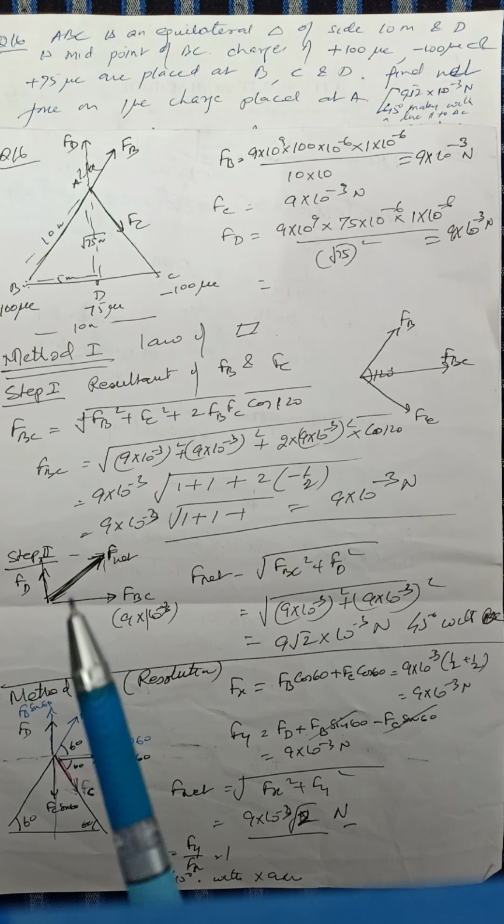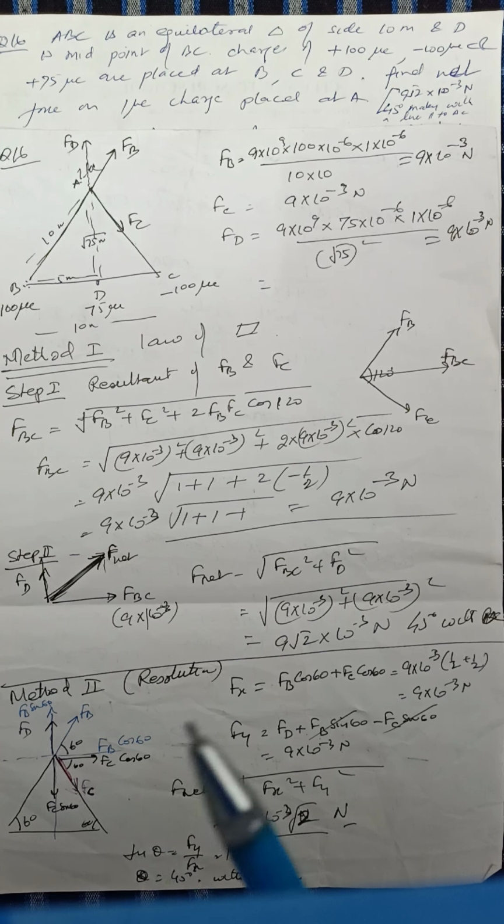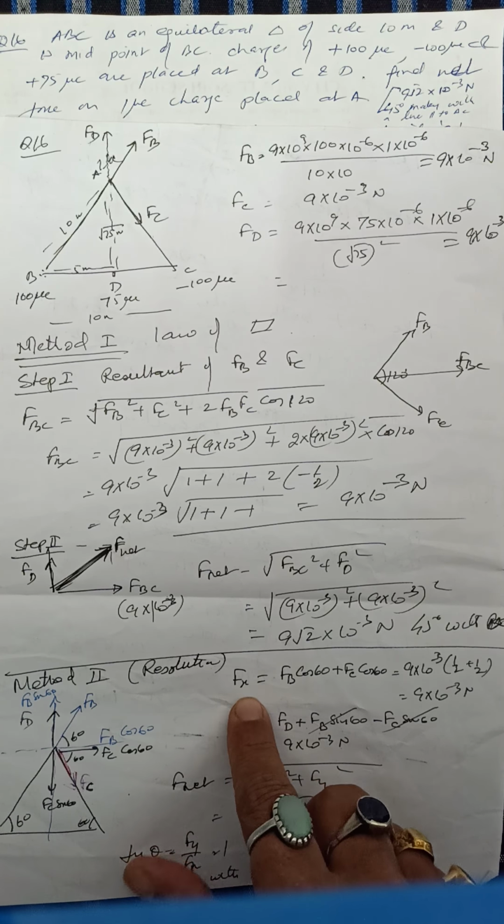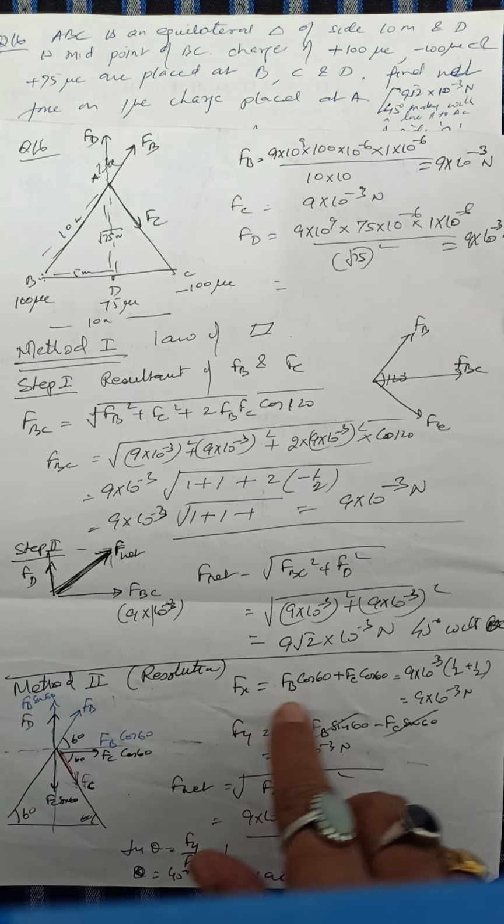Now the second method is called addition by resolution. In this method, we make the diagram and we resolve all the forces into two components. This is FB. So the force FB is resolved into two components: horizontal component cos 60, vertical component sin 60. FC, two components: horizontal cos 60, vertical sin 60. Now we have to find the total force along the x-axis. The method was discussed in the previous video.